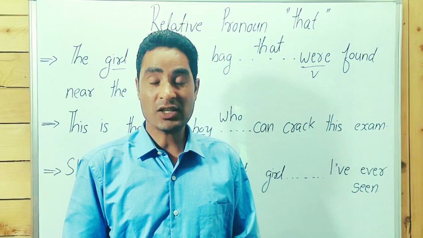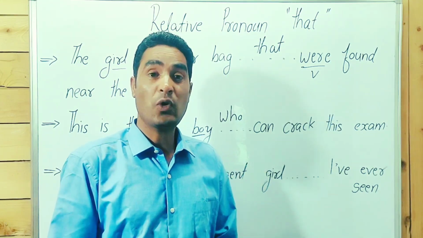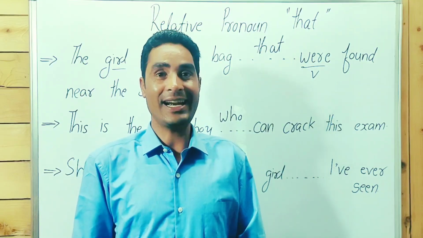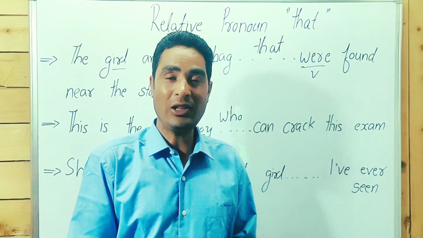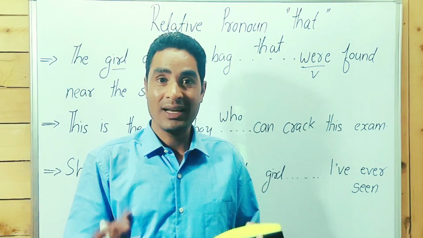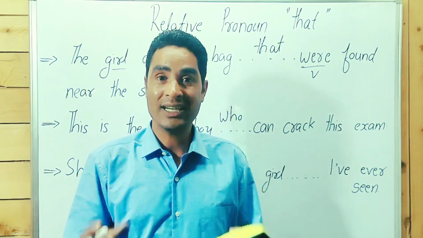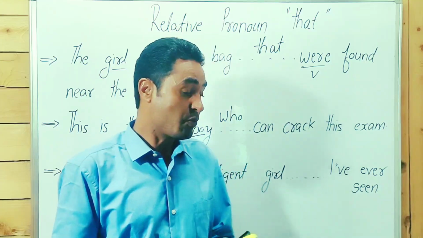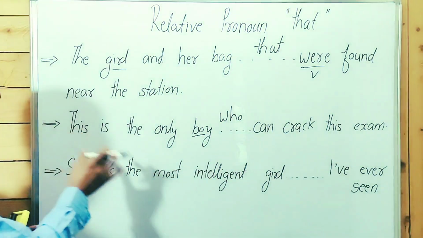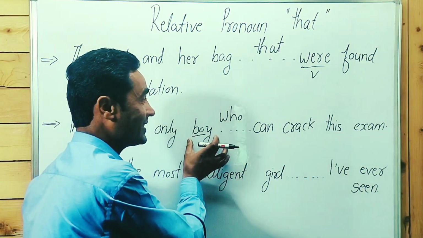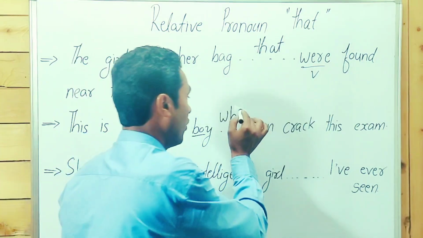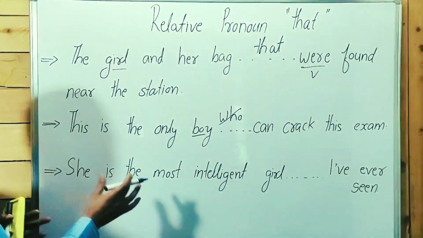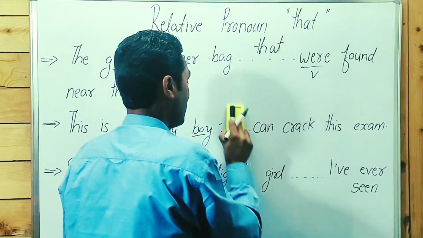Why? Because there are some words, when these words are used with antecedent, we use that as a relative pronoun. All words: all, the only, the same, the few, the little, none, nothing, everything, something, etc. Guys, point to be noted, if these words are used with antecedent, we use that, not whom, not who, not which, not whose. As a relative pronoun that is used.